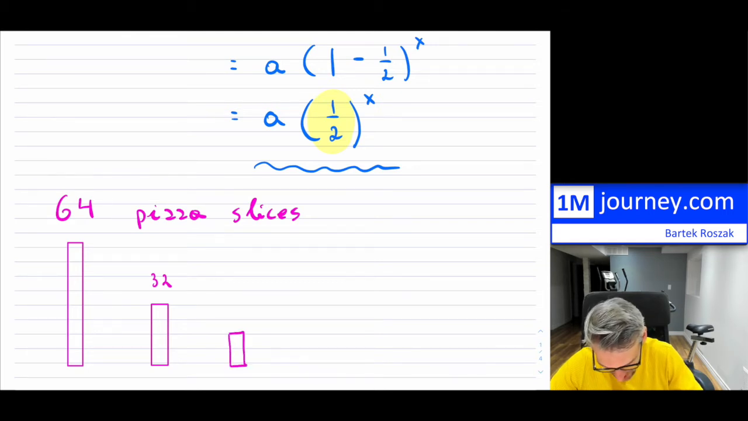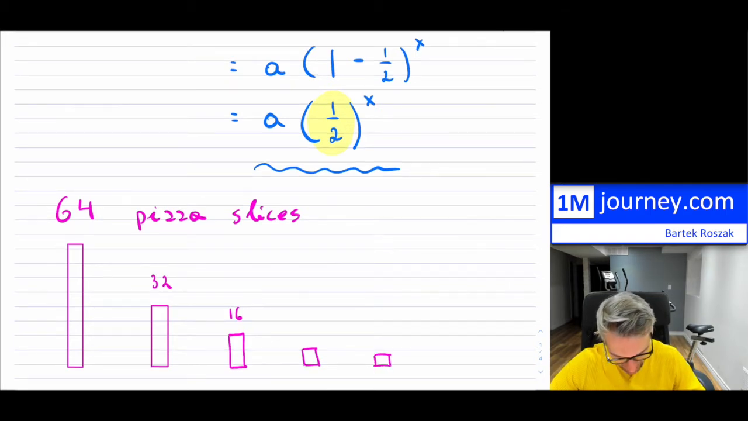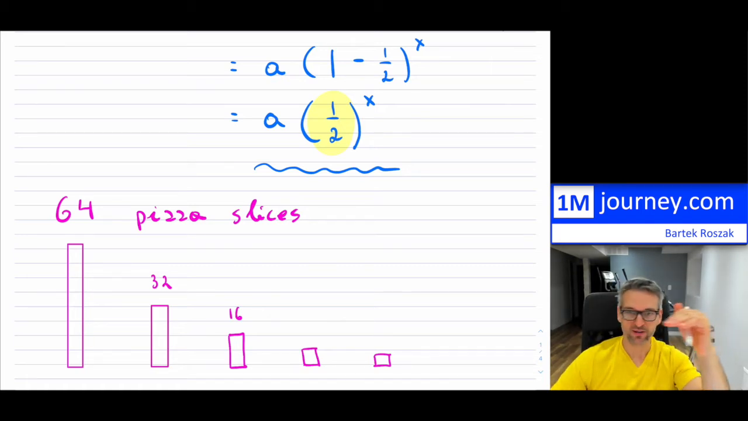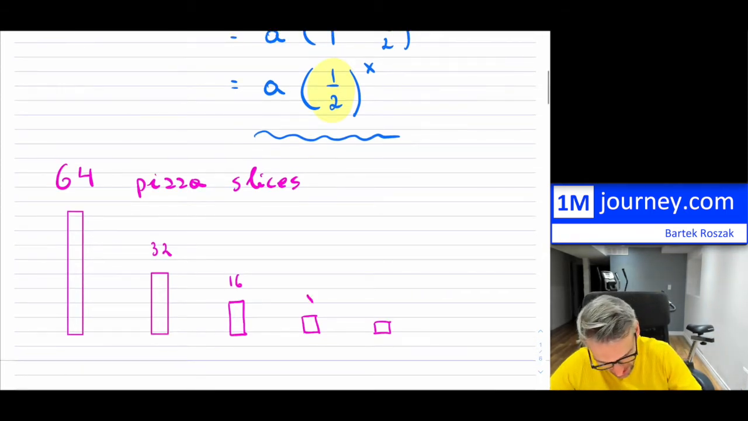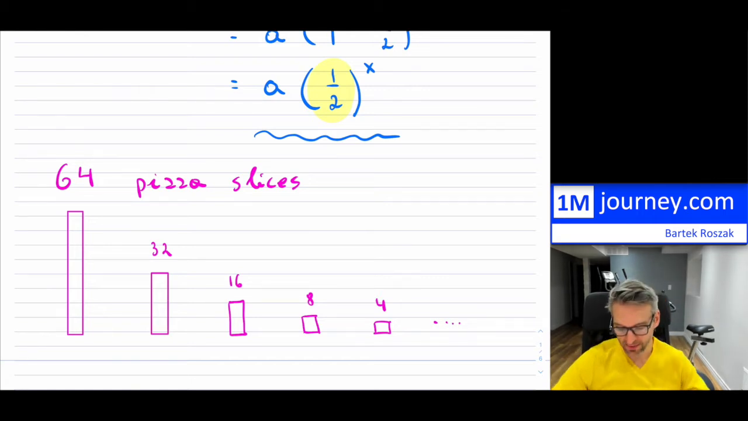So now we have 16 slices. All right, so this would be 16. And then we can keep playing this game and say, okay, well, what's half of 16? Well, that's 8. And then it's 4. And then it's 2. And then 1. And so on. As you can see, I'm basically halving constantly at each point in time. So this was 8, 4, and so on. You can see that you can keep halving it.